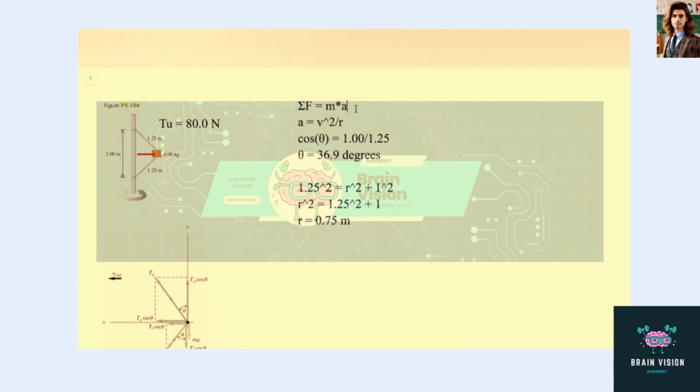Let's first look at the forces in the y direction. The sum of the forces in the y direction is going to be mass times the acceleration in the y direction. We know that this block is staying at the same level in the vertical plane, so the acceleration in the y direction should be equal to 0. So the right-hand side of this equation is m times 0, which is just 0.